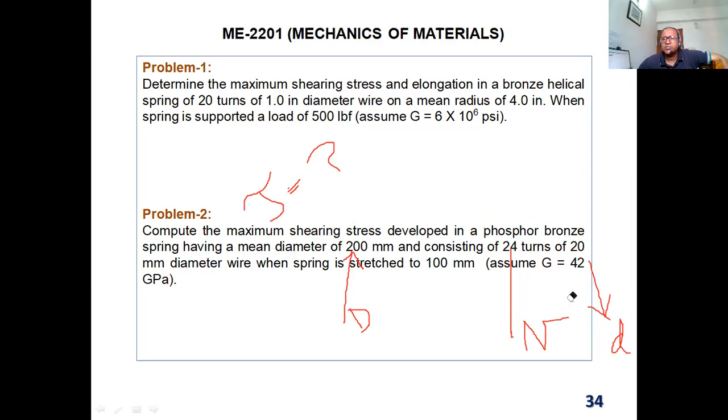The 20 millimeter diameter wire, then spring stress. We applied a load giving a deflection of 100 millimeter. So that is the given value of Y or delta. G value is given. So they say figure out the torsional shear stress in the spring.